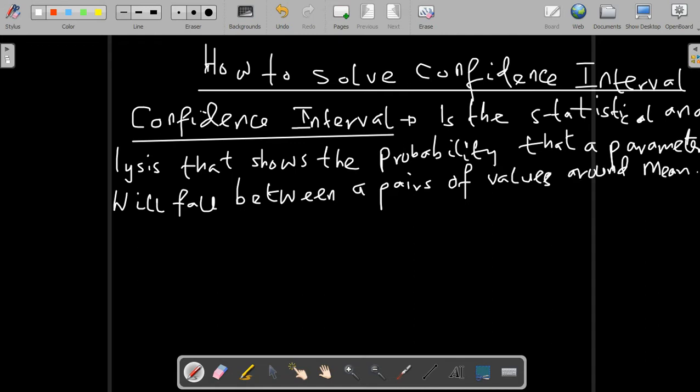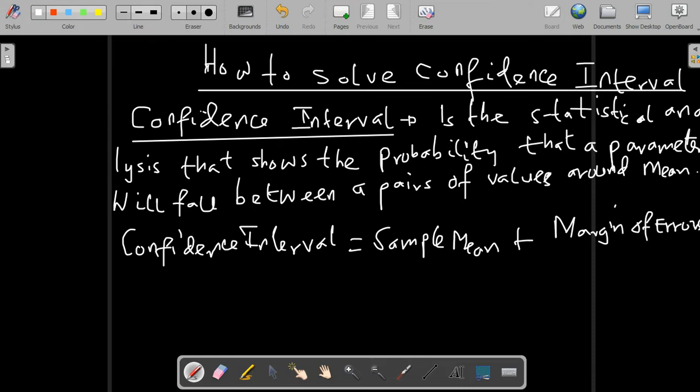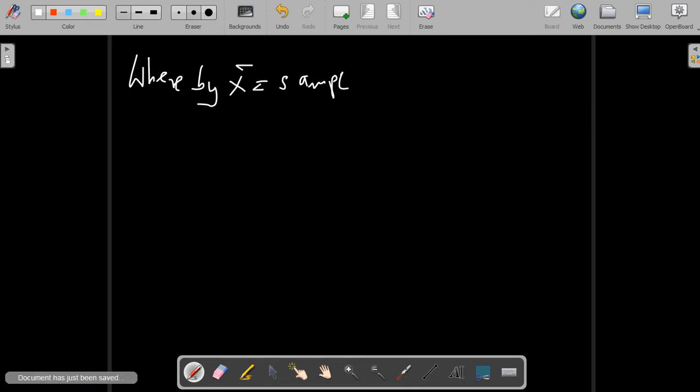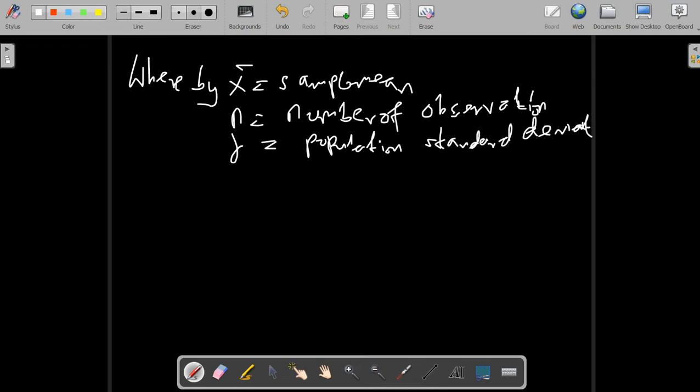Now, the confidence interval formula is given by taking the sample mean plus or minus the margin of error, whereby the confidence interval is given by taking the sample mean plus z-test, bracket, standard deviation over the square root of the number of observations. Here x represents the sample mean, n is the number of observations, but also we have the population standard deviation, and the z-test, with the degree of freedom given by the number of observations minus 1.